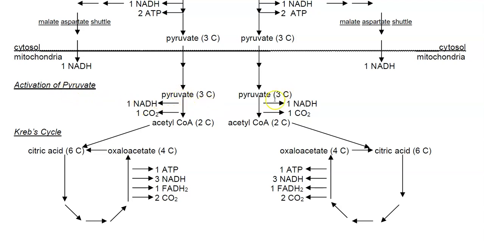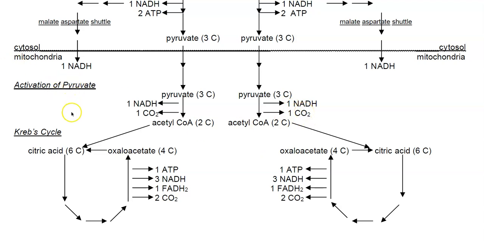Once the pyruvate has entered the mitochondria, we basically cut off the CO2 molecule, so it goes from a 3-carbon pyruvate to a 2-carbon acetyl coenzyme A. In that process, we get 1 NADH, and that carbon comes off as CO2. For each activation step, from turning pyruvate into acetyl coenzyme A, we get 1 NADH and 1 CO2. However, for a glucose molecule, since we get 2 pyruvates per glucose, we get 2 of these steps happening. And so we also, on the other side over here, yield an NADH and a CO2 as well.